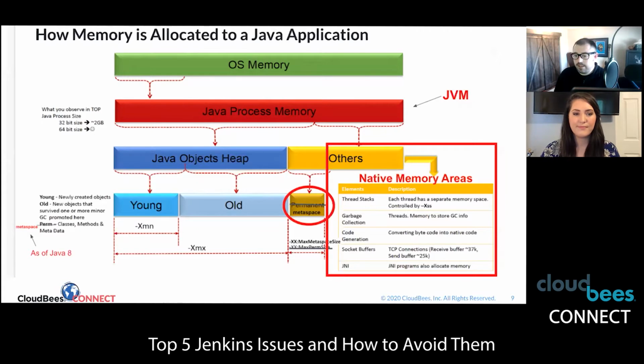In addition to metaspace, there's also Java native memory. This is where mechanisms like garbage collection take place, as well as code generation, which is essentially conversion of bytecode to native code. In short, there's a lot more going on under the covers than you might think.